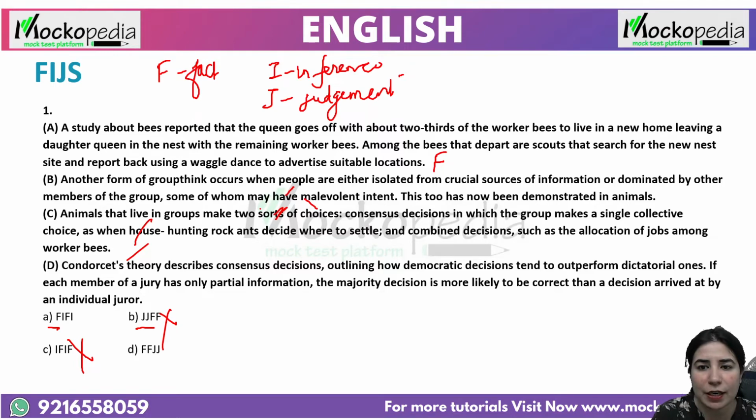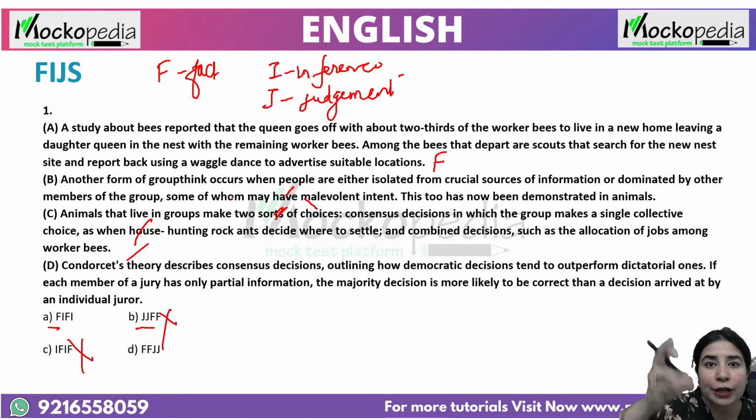This too has been demonstrated in animals. So, something which has been observed, and on the basis of the observation, you are making a statement that look, animals also observe this. So, this is on the basis of the fact, the observation, right? You're concluding something on the basis of information provided. So this is a strong inference statement for us.